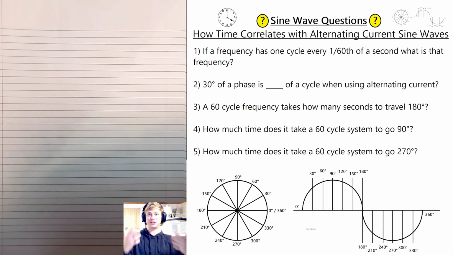Welcome to sine wave questions, how time correlates with alternating current sine waves. Number one, if a frequency has one cycle every 1/60th of a second, what is that frequency?